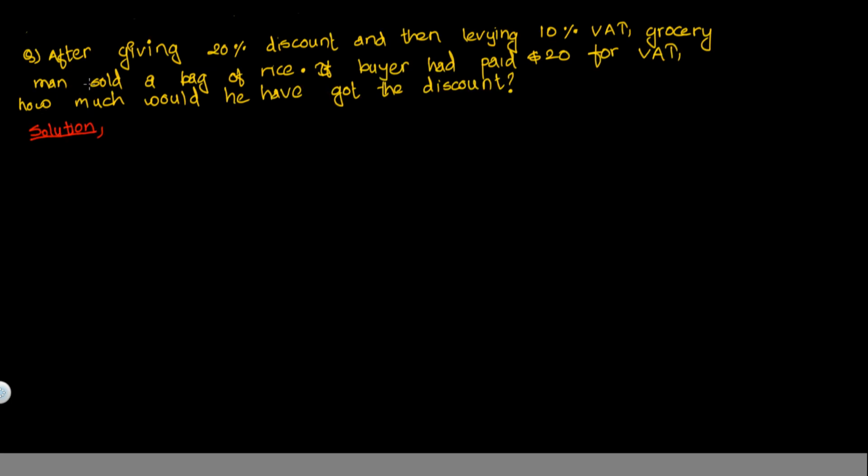Now let us see the final problem. After giving 20% discount and then adding 10% VAT, a grocery man sold a bag of rice. If the buyer had to pay $20 for VAT, how much would he have got as discount? So we're gonna get the discount. The key point over here is that the VAT percent is given to us, and the VAT amount is given to us. So this will be the key idea when we solve this problem.